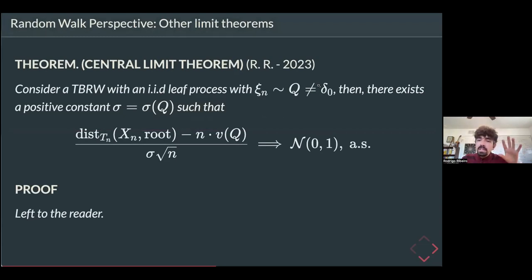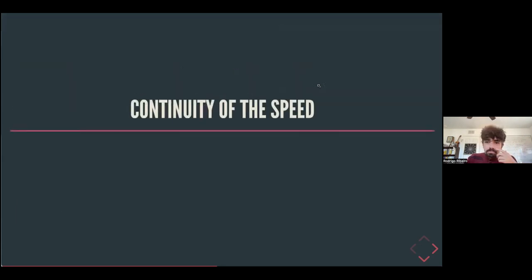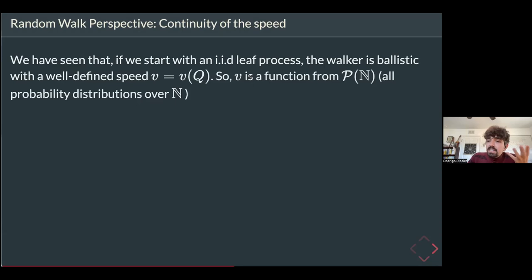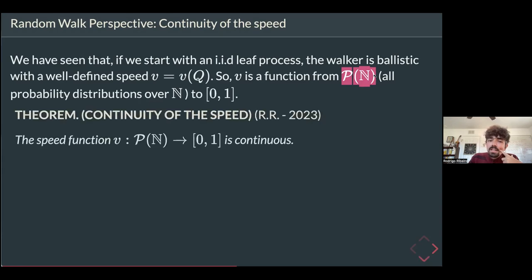Okay, so for the IID case, the speed is well understood. You have law of large numbers, law of iterated logarithm, CLT, functional CLT, and we even have continuity of the speed. If, again, you start with an IID leaf process, we know that the walk is ballistic with a well-defined speed that depends only on the distribution of this leaf process. So we can see the speed as a function from the space of probability distributions over the natural numbers to the interval [0,1]. Seen this way, if you add the total variation distance to make this a metric space, then the speed function is continuous. So we also have this result about the limit object as well.